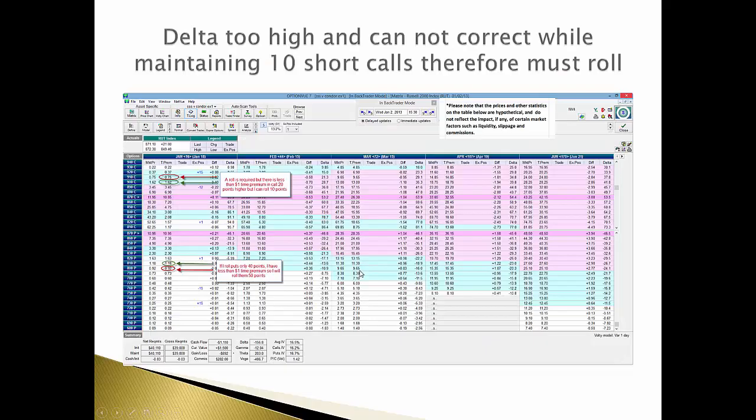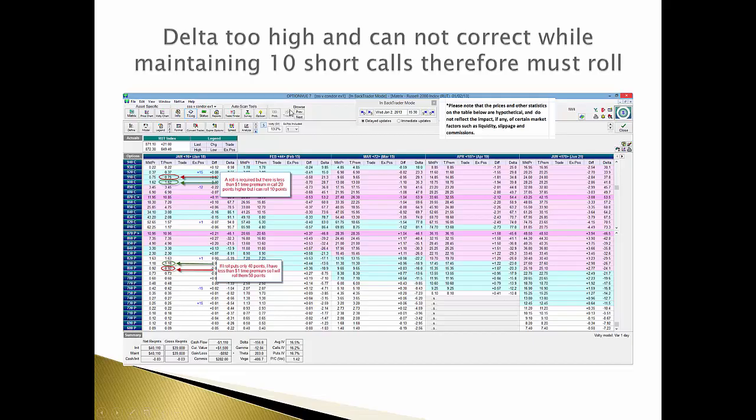If we go forward again to January 2nd, our delta is too high once again. I try to buy back these short calls. I find that I can't buy them back. If I buy 2 back, it doesn't correct my delta enough. So my rules basically tell me to roll back 20 points. If I roll back 20 points, I only have 75 cents time premium on my short option. I can't do that either.